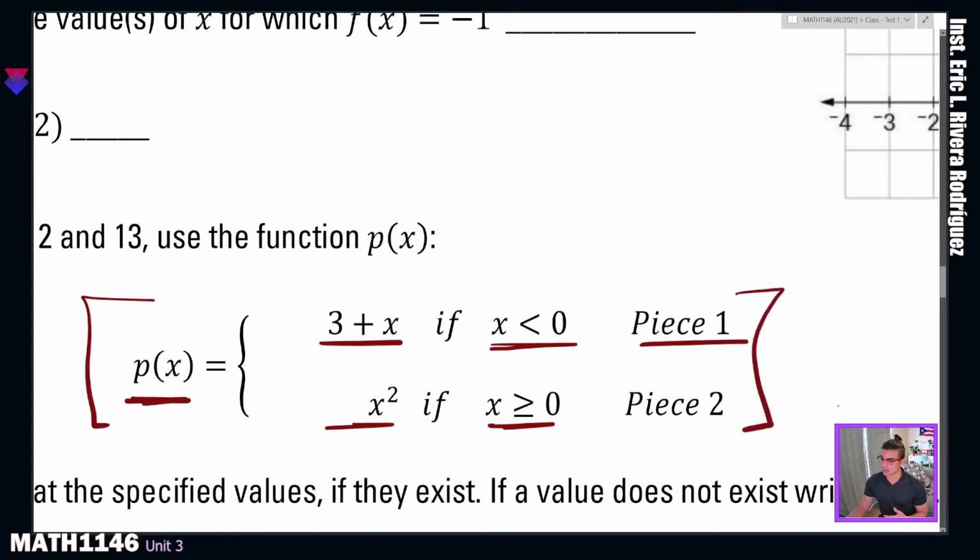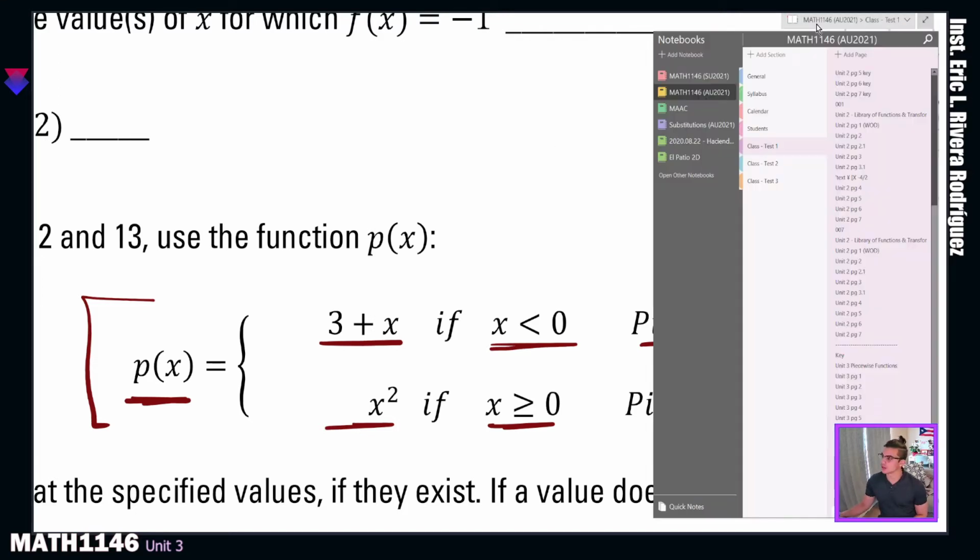Now, let's put this in practice. And today we are going to focus mainly on how to graph, or how to draw the graph of, piecewise defined functions. Any question?